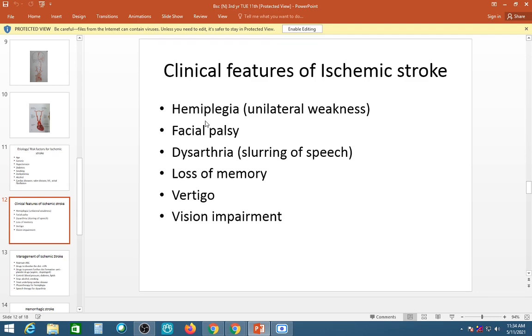On doing the CT scan, you can find out the area of the infarct, and you can also find out which blood vessel is blocked. And once you know it is because of a blocking of a blood vessel, you know it is an ischemic stroke. So you have to do a CT scan or MRI of the brain.